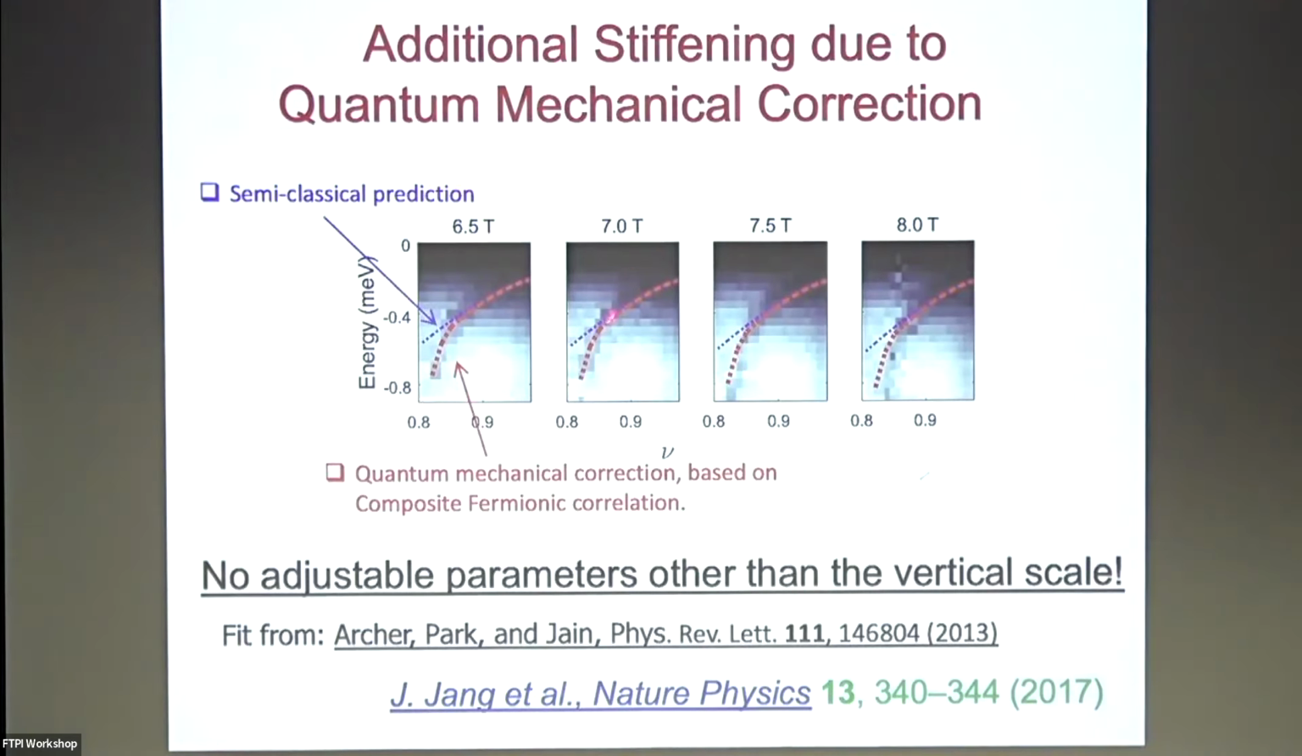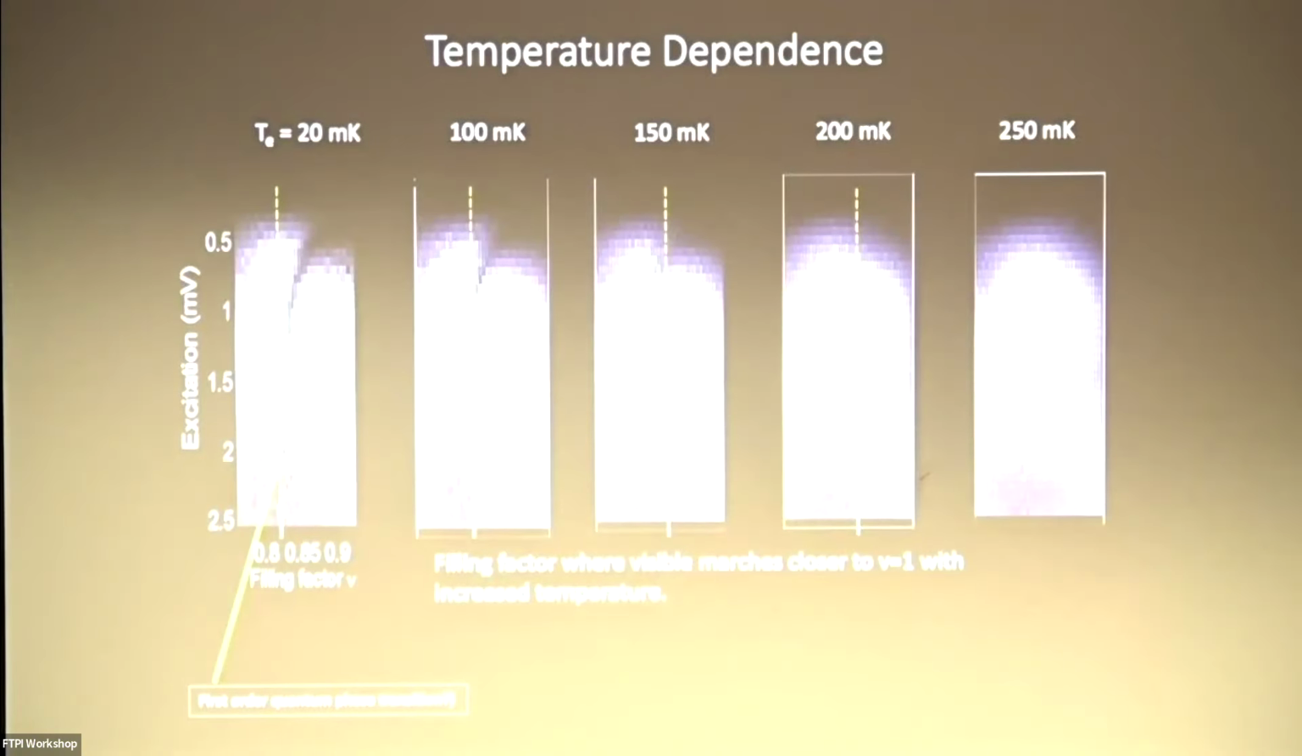Now, the semi-classical prediction says that as I move away from filling factor 1, if I have vacancies that are forming a crystal, the energy of the phonon should go like density to the 3/2 power. But we have this sort of strange stiffening in this thing. As you approach the 4/5 fractional quantum Hall state, the thing stiffens.